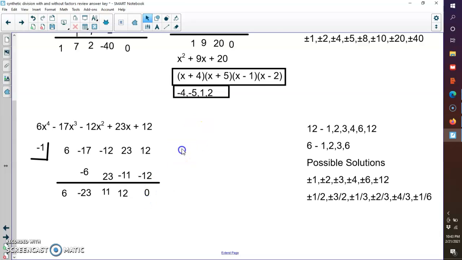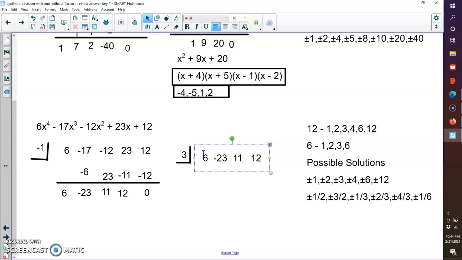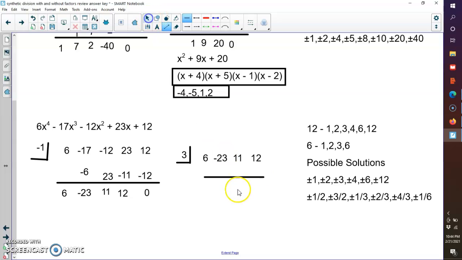My next number for this one, that's going to work, is going to be 3. So I put my 3 in the box. And we're using that depressed equation again. So it's 6, -23, 11, and 12. And let's see what we end up with. Obviously bring down the 6. You get 18. You get -5. You get -15. You get -4. And we get -12. And that gives me my 0.